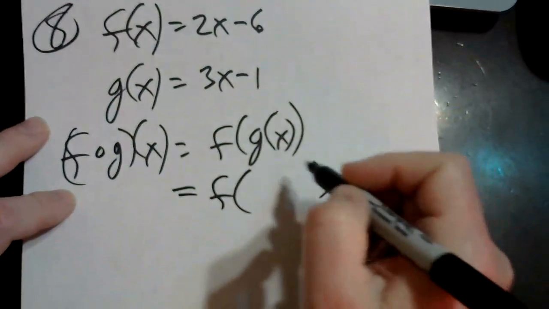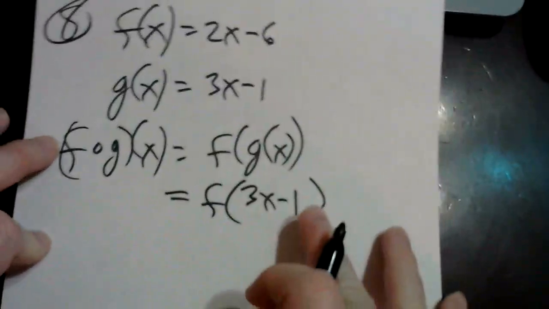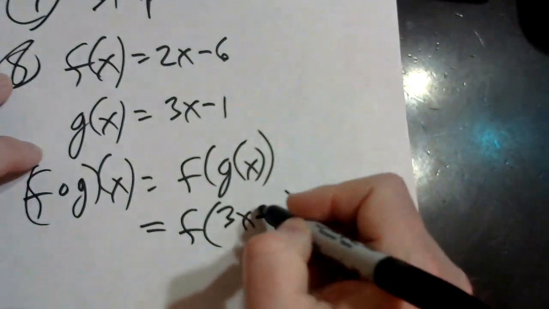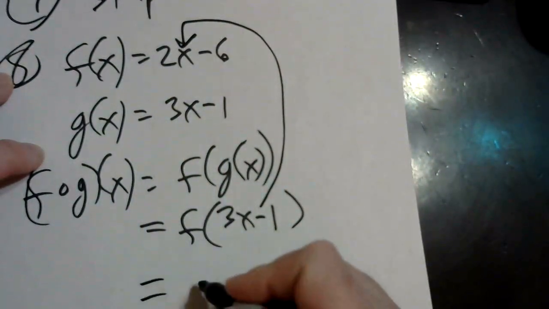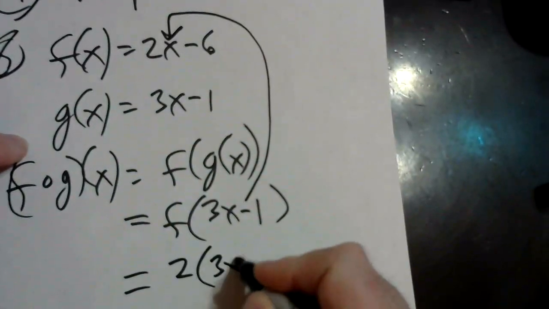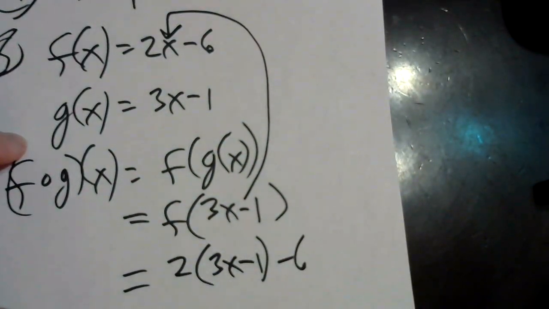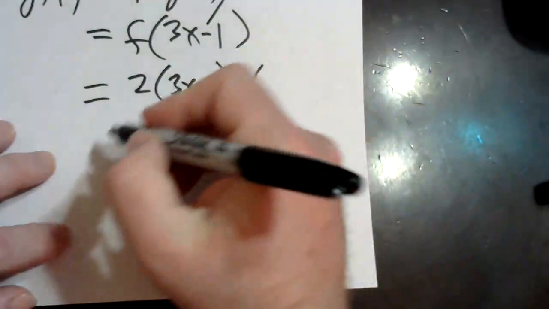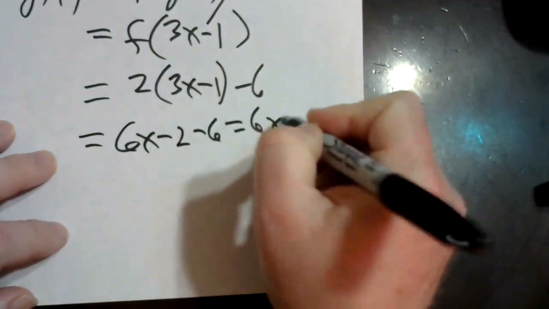So always do the one on the right first, which is the g. That's 3x minus 1. And then just plug that into the f function. So I'm just going to pick up the 3x minus 1 and put it right there where the x is. So instead of writing an x, I'm going to write a 3x minus 1. All right. So now we'll simplify a little bit, distribute the 2, and I get 6x minus 8.